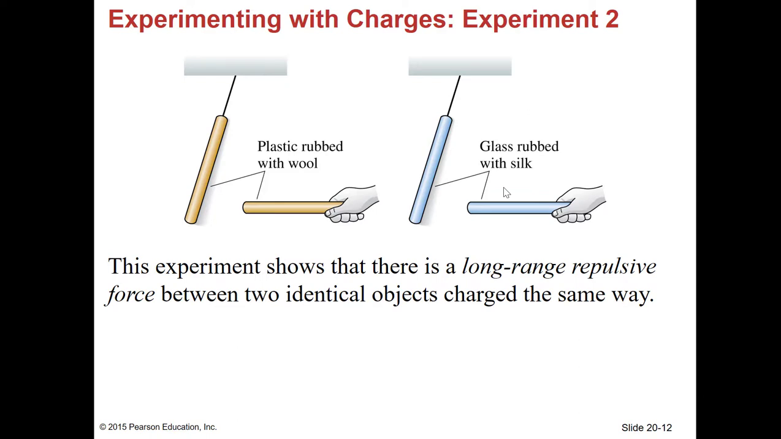So there is a long-range repulsive force between objects with the same charge. Long-range means they don't actually have to come in contact. This is similar to gravity as well, right? If you hold a baseball out to the side and let it go, it's going to be attracted to the center of the Earth. The Earth and the ball are not touching while it's in free fall, so it's a long-range force. Same thing with electricity. The objects don't have to be in contact with each other for there to be a force between them.